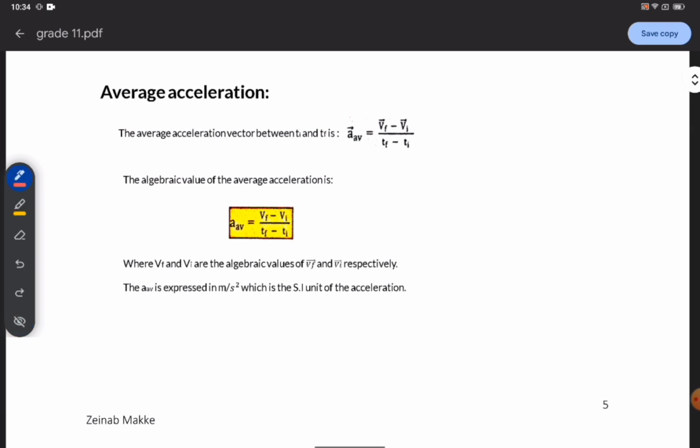Average acceleration. The average acceleration vector between t initial and t final is a average equal to v final minus v initial over t final minus t initial. The algebraic value of the average acceleration, a average equal v final minus v initial over t final minus t initial, where v final and v initial are the algebraic values of the v final vector and v initial vector respectively. The average acceleration is expressed in meter per second squared, which is the SI unit of acceleration.